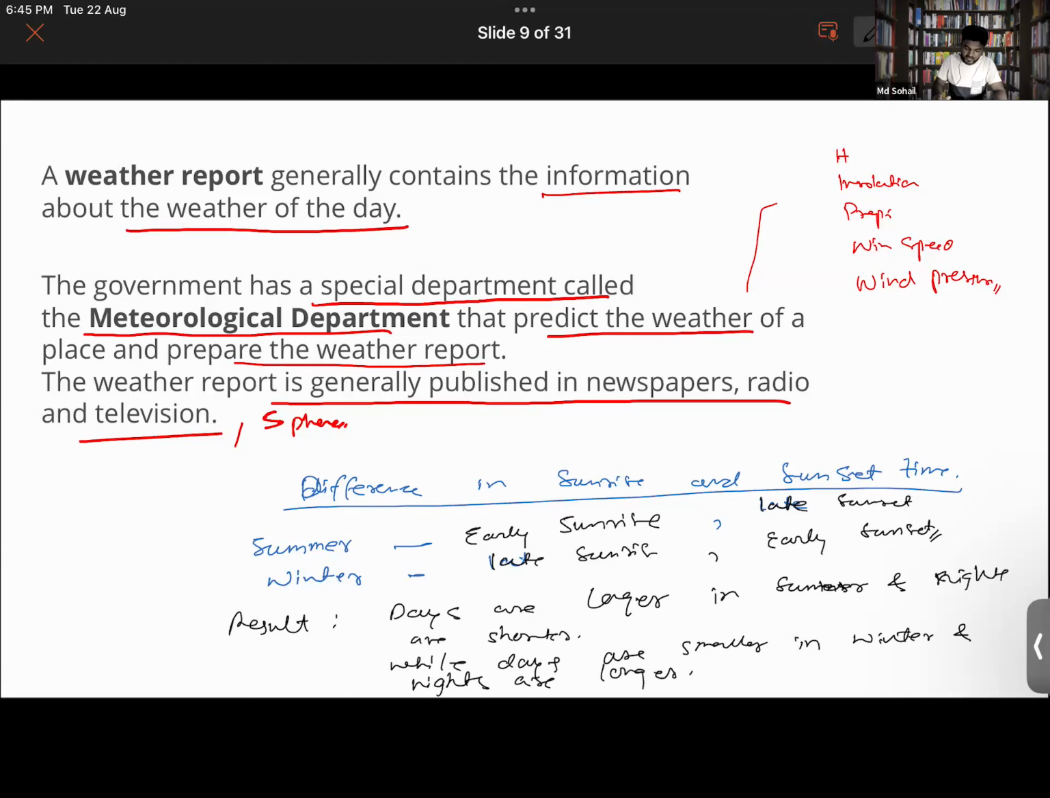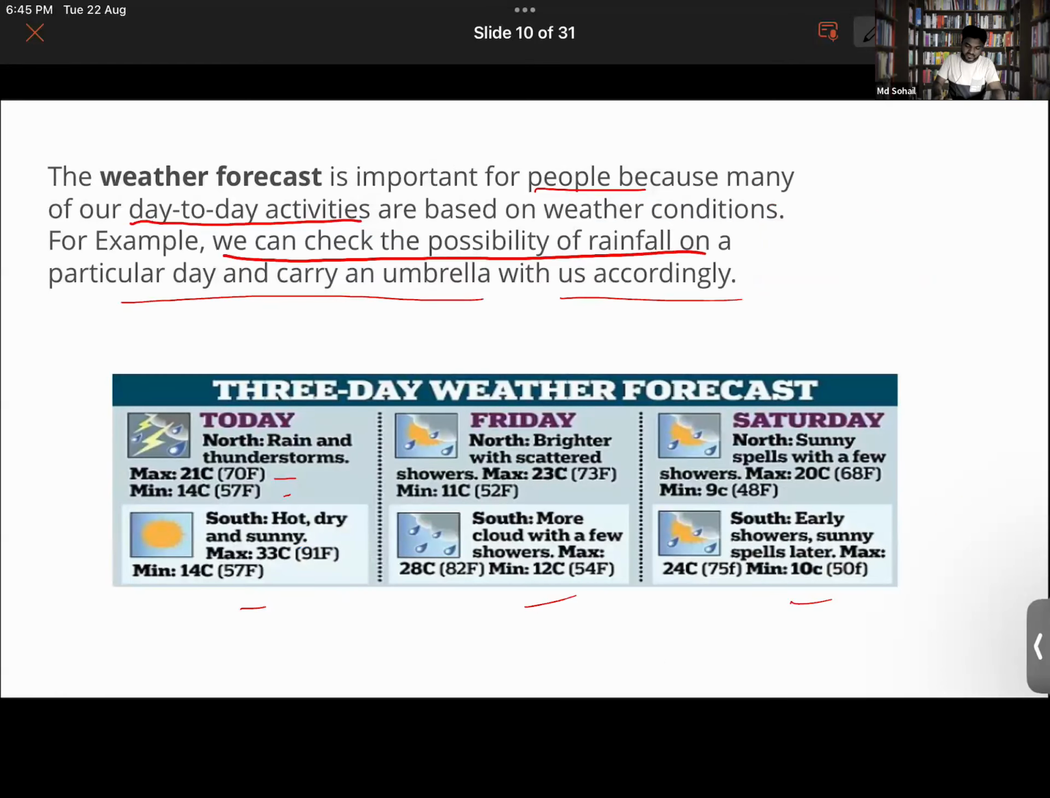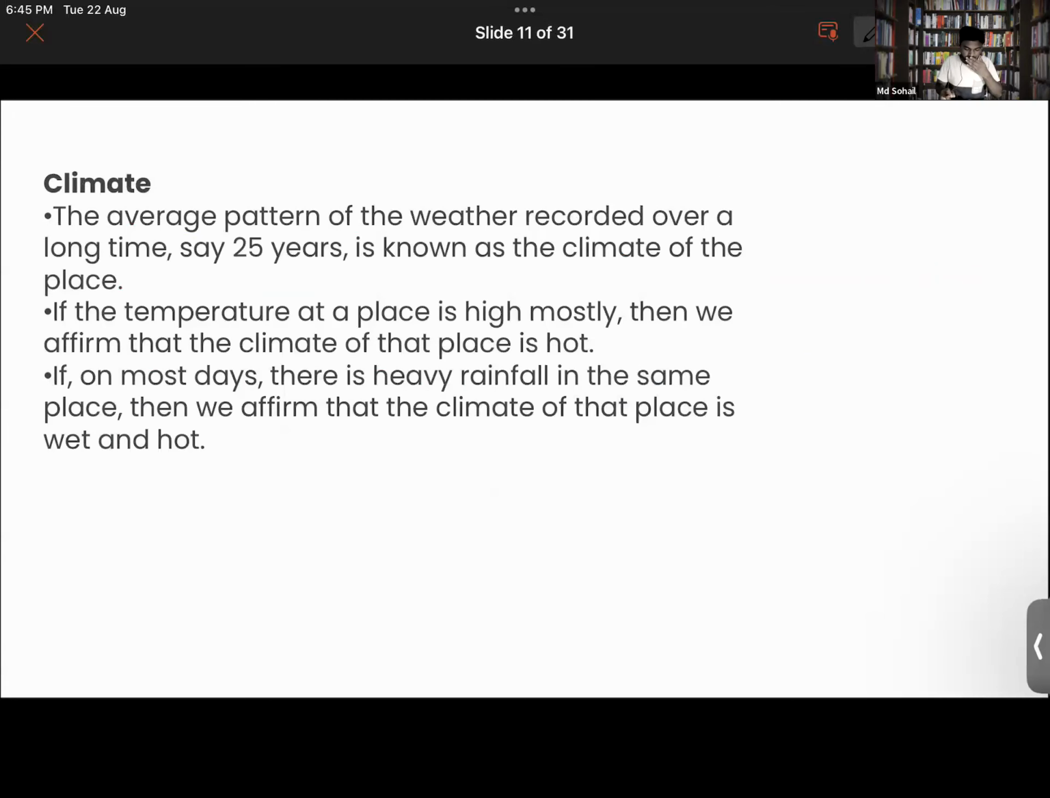Okay, so the first part of the chapter, that is weather, we have completed. Now let's move on to the next topic, that is climate. So what is climate? Basically, it is the average weather pattern that has been studied over a long time. Over a long time for a particular area, it will be called the climate of that particular place.